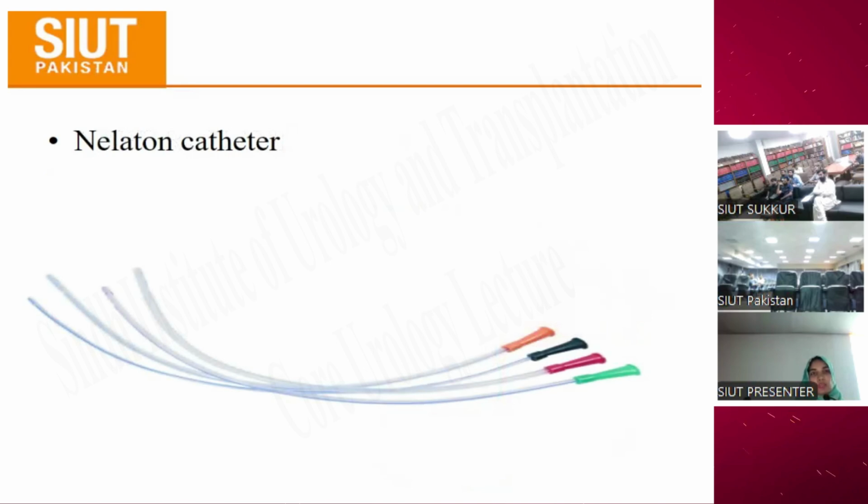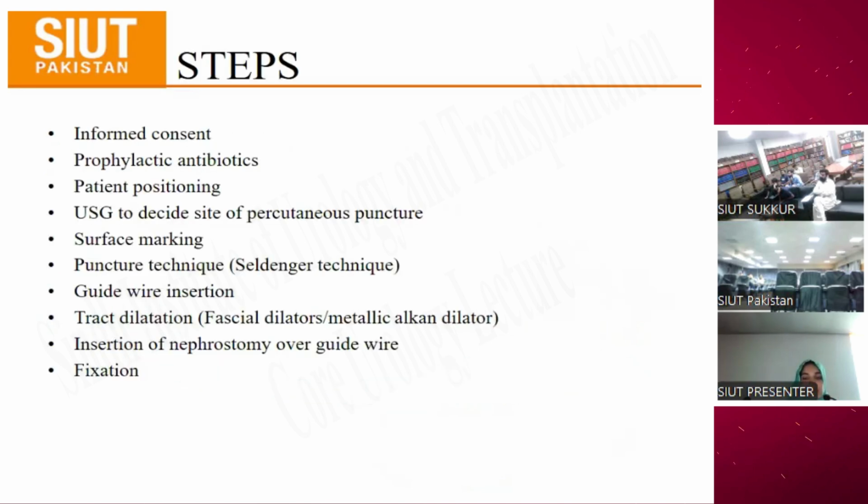Nelaton catheters are also used as a percutaneous nephrostomy tube. So where do we use a Nelaton catheter as a percutaneous nephrostomy tube? In which procedure do we use Nelaton? Yes, we use a Nelaton catheter as a percutaneous nephrostomy tube in PCNL.